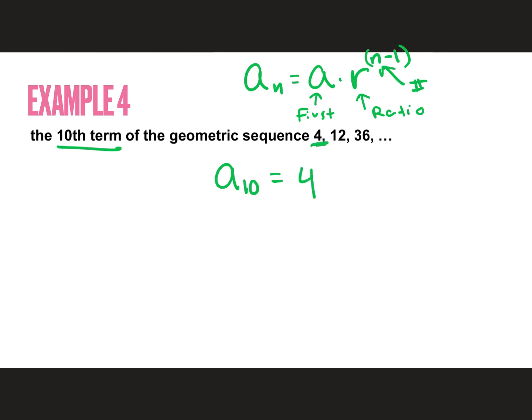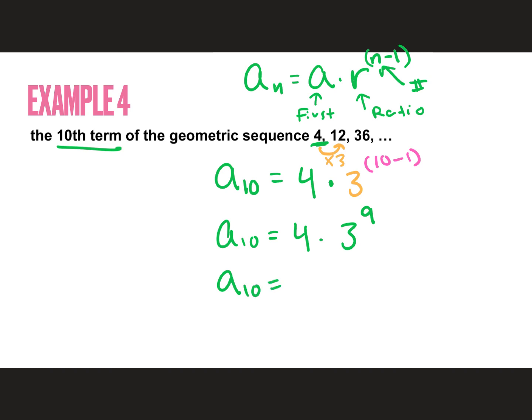What's my first term in the sequence? 4. What's my common ratio? What am I multiplying to get from 4 to 12? 3. And then what number of term am I looking for? 10. So n would be 10. What do I have to do first here? The exponent. So a sub 10 is equal to 4 times 3 to the power of 10 minus 1, which is 9.